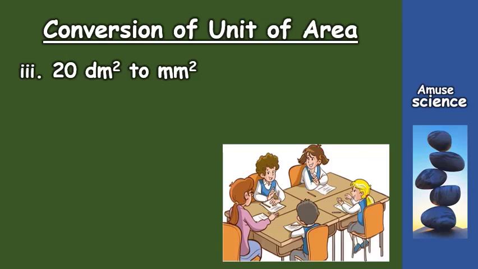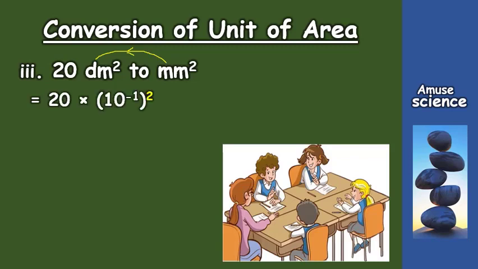So once again, we are supposed to take the deci from there and replace it with the milli, so that our answer can be in millimeter squared. So let us first of all substitute the value for the deci into our answer and see. We are going to get 20 times 10 exponent minus 1 squared.